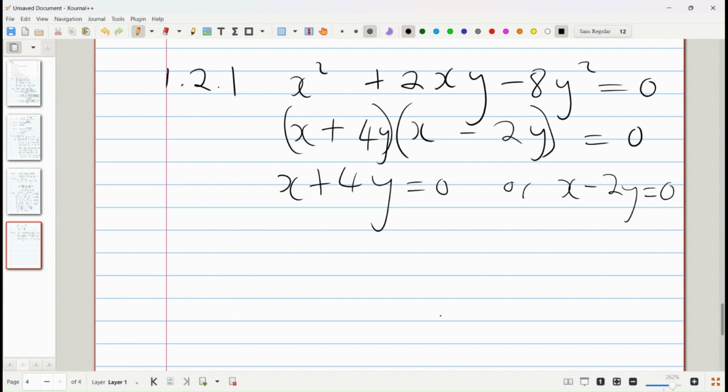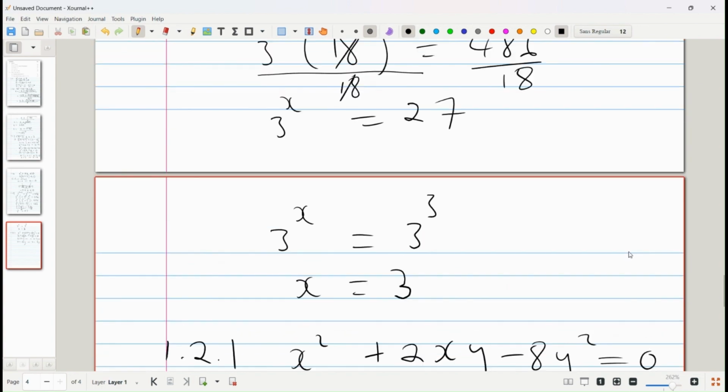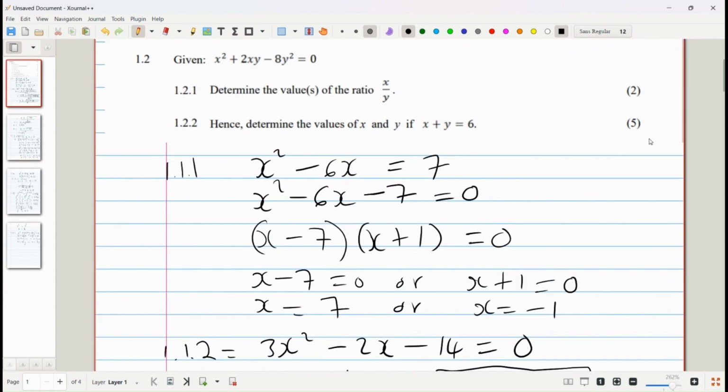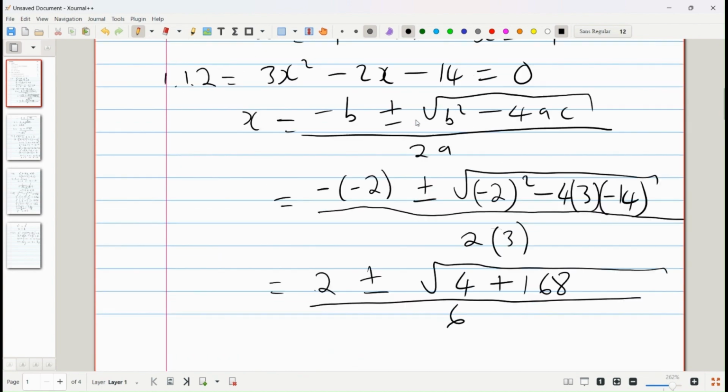So we have x equals to negative 4y, or x equals to positive 2y. Yes, I can erase this. Don't need this. Okay, so the question asks, let's go back to the question. It asks to determine the values of the ratio x divided by y.